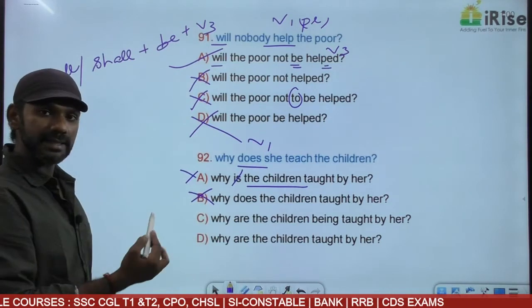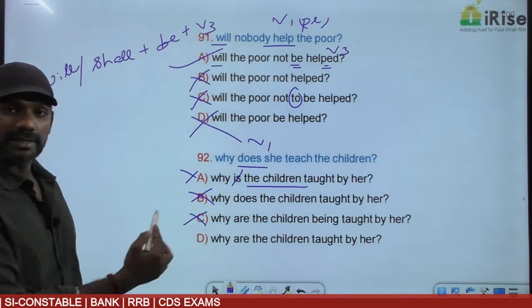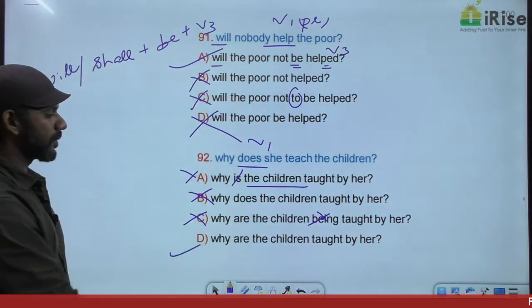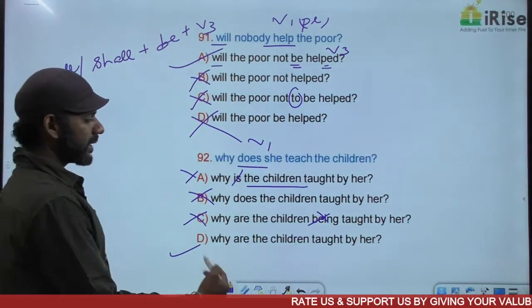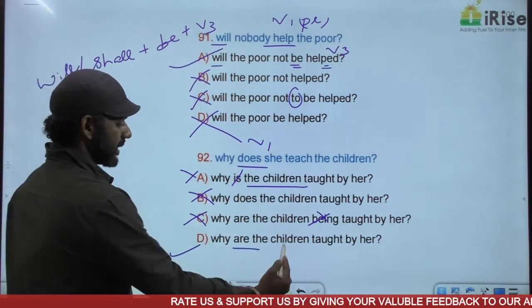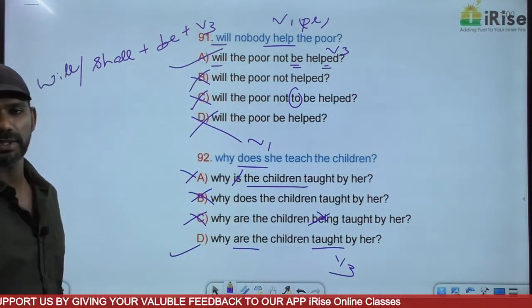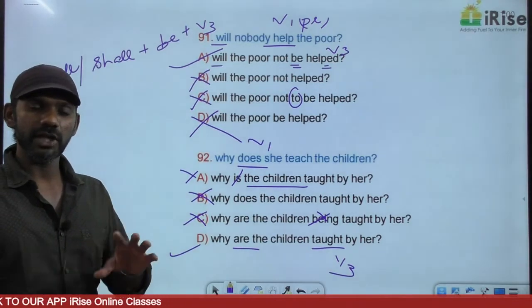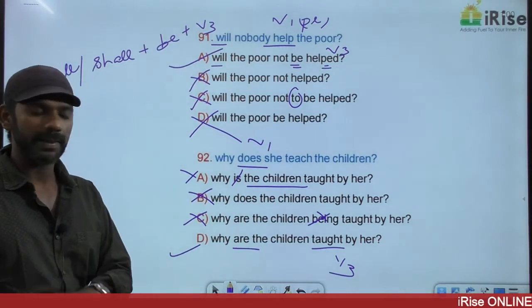A says is, singular. Now we have two options left. No, C is also gone. C says being comes only in the continuous tense. The answer must be option D. Why are the children taught by her? Why are the children taught by her is are plus V3. Are plus V3 is simple present, passive voice. Teach is V1, nothing like teached. Teach is V1, taught is V2, taught is V3 as well. Teach, taught, taught.